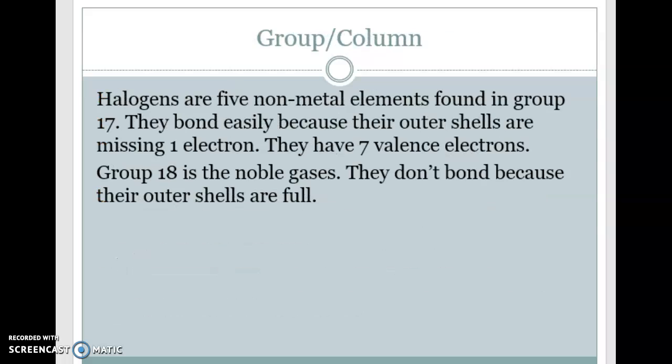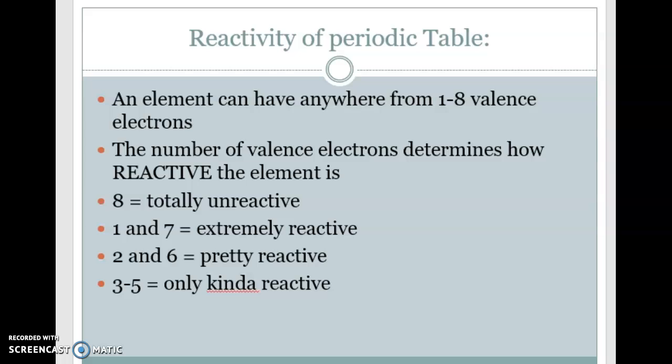Okay, so an element can have anywhere from 1 to 8 valence electrons, and the number of valence electrons determines how reactive the element is. If it has 8 valence, like the noble gases, then it's totally full and unreactive and won't bond. If you have group 1 with 1 valence electron and group 7 that needs 1, those 2 groups are extremely reactive with each other.